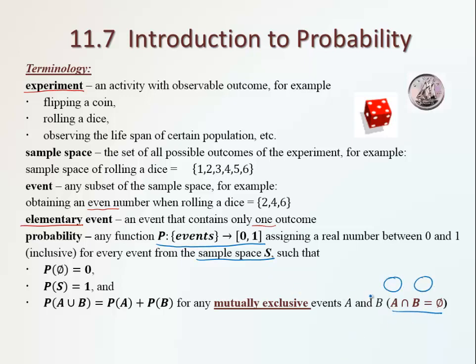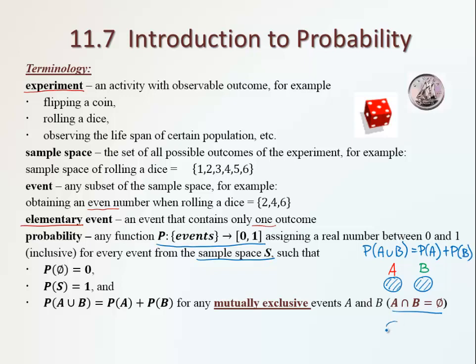For example, if my experiment is to pick a point from these two regions of the plane, inside these two loops, and if the event A is to pick a point from this particular set A, but the event B is to pick a point from the set B, then the probability of taking a point from either A or B is the same as probability of taking a point from A plus probability of taking a point from B.